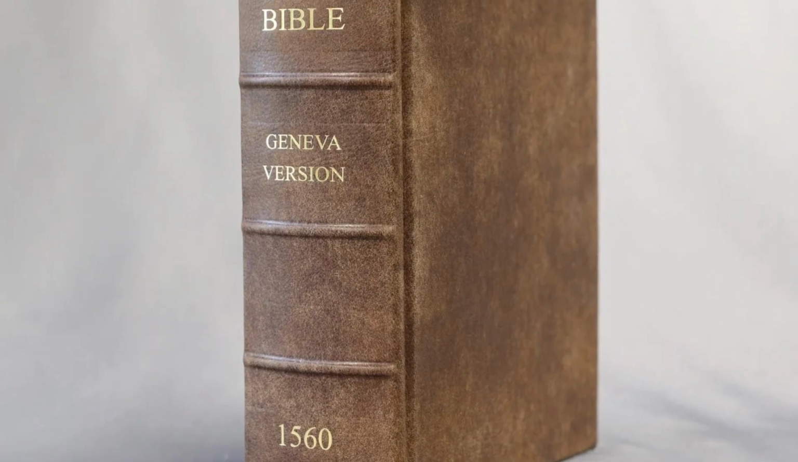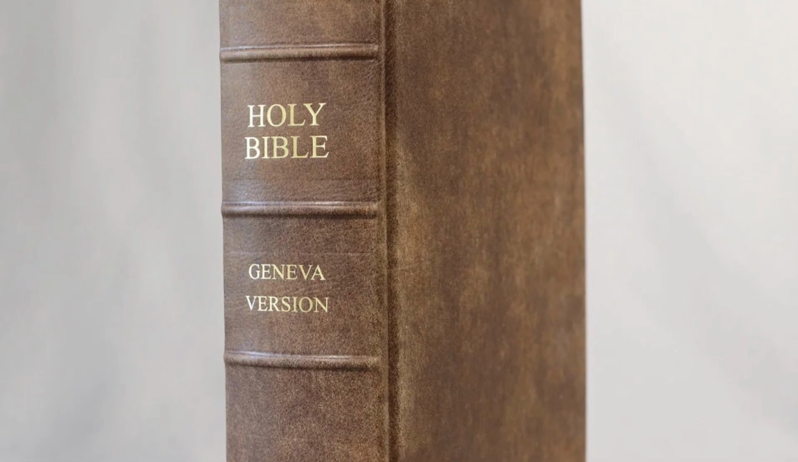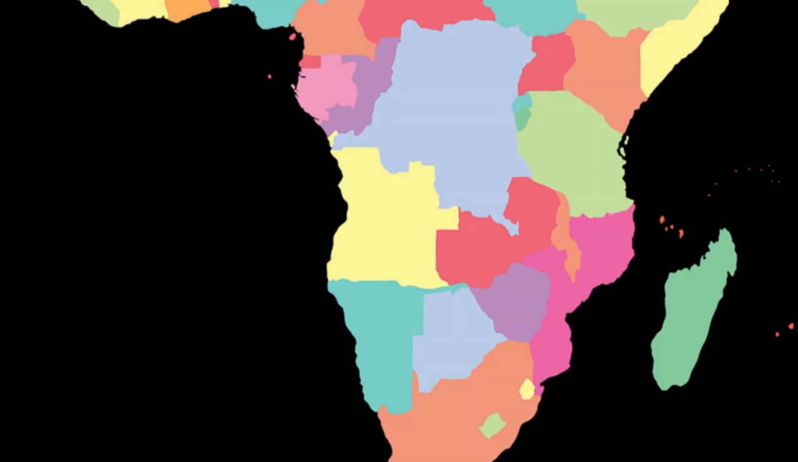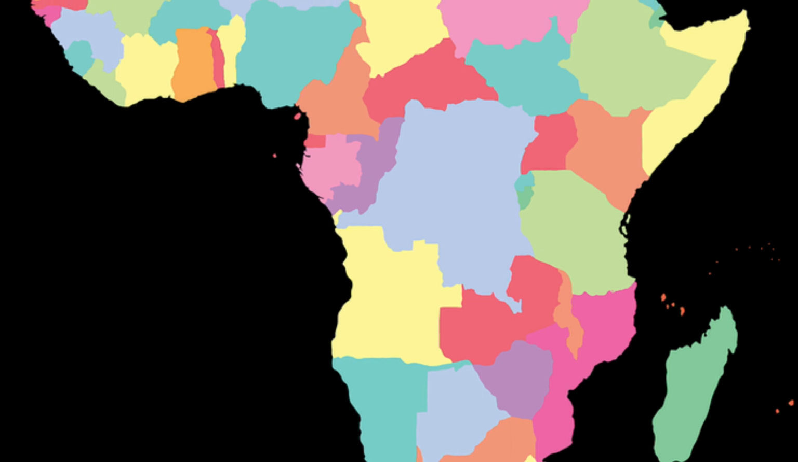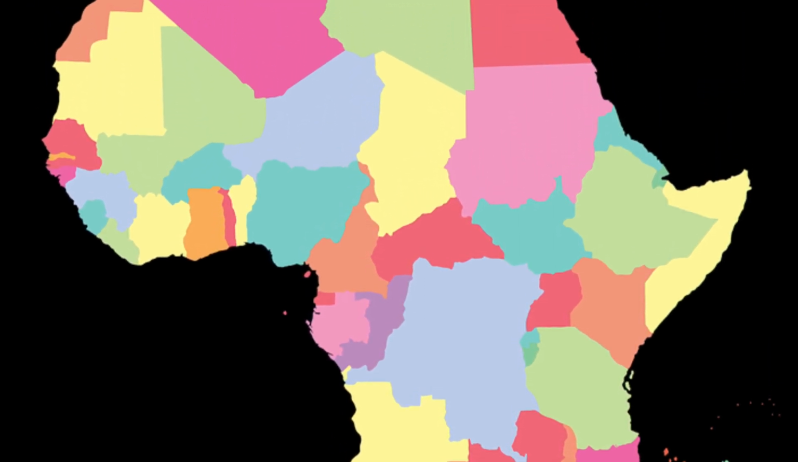And the name of the second river is Gihon. It encompasseth the whole land of Cush. And the name of the third river is Hiddekel. It goes toward the east of Ashur. And the fourth river is the Euphrates.